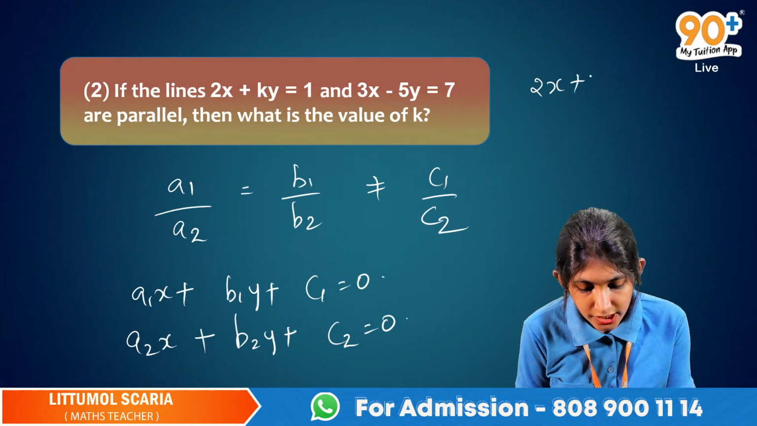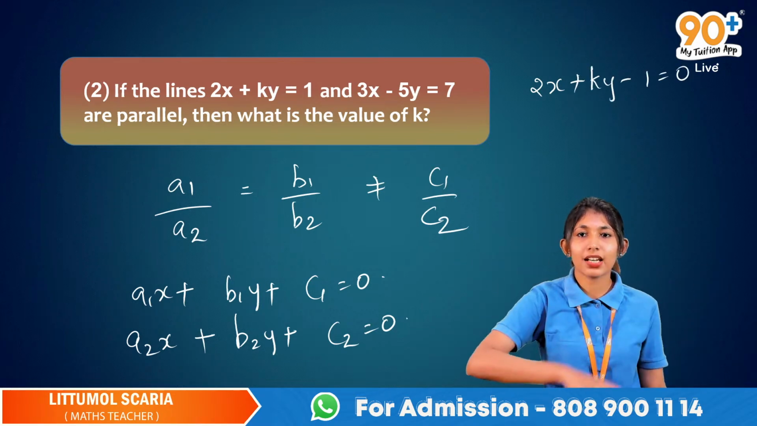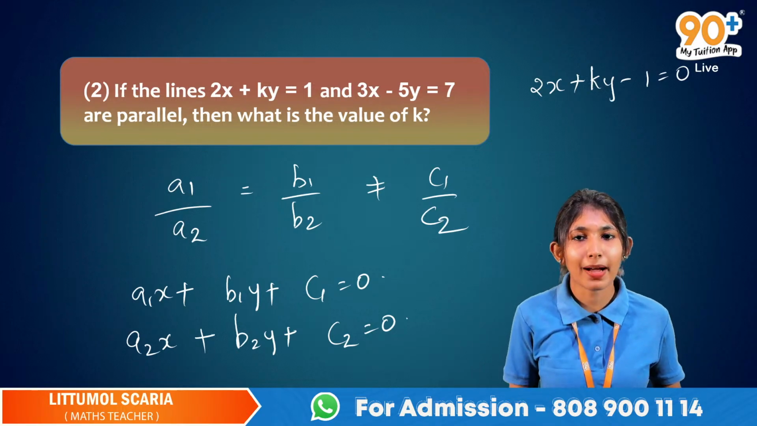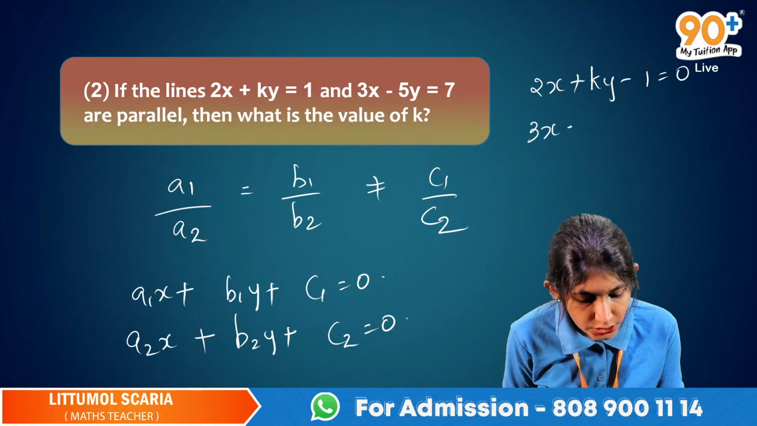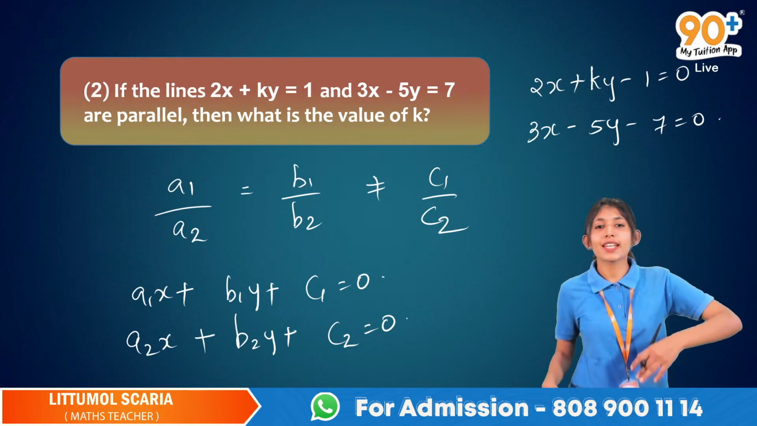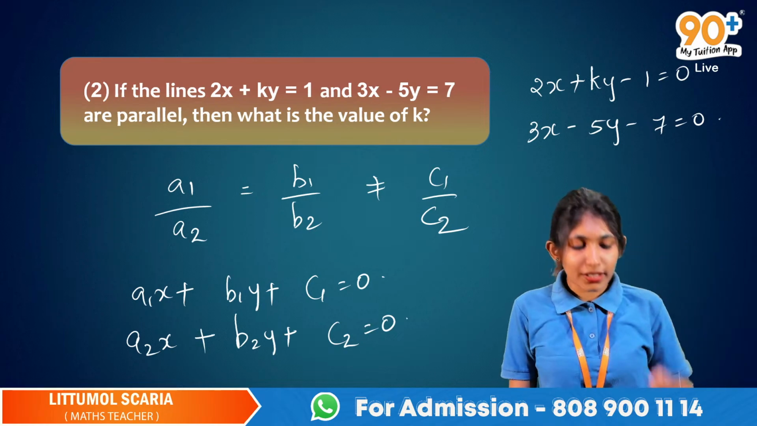First equation in standard form: 2x plus ky minus 1 is equal to 0. We have taken plus 1 from the right hand side to the left hand side and it became minus 1. Second equation: 3x minus 5y minus 7 is equal to 0. Plus 7 is taken from the right hand side to the left hand side, it became minus 7. So now we got the standard form.